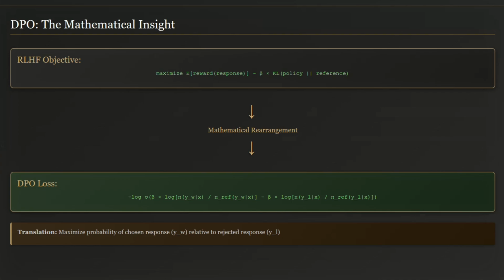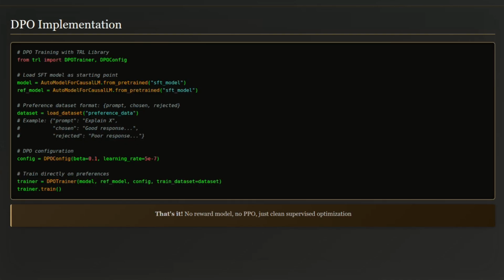The loss function compares the model's probability of generating the preferred response versus the rejected response. Simple, supervised learning. The code is remarkably clean. You have prompt, chosen response, and rejected response in your dataset. The DPO trainer optimizes the model to increase the likelihood of chosen responses and decrease the likelihood of rejected ones. No reward model to train, no PPO complexity, just clean, supervised optimization.